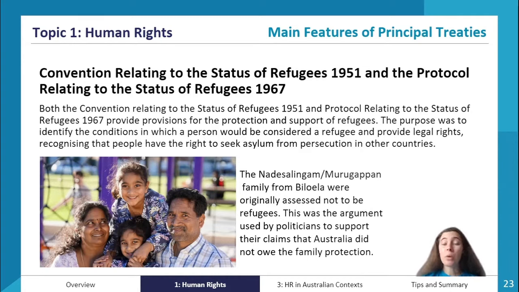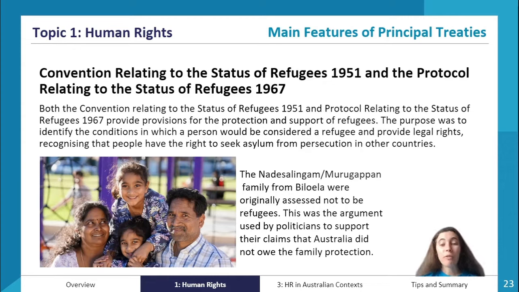The purpose was to identify the conditions in which a person would be considered a refugee. So what is the definition of a refugee? And then providing legal rights, recognizing that people have the right to seek asylum from persecution in other countries. So here, through these treaties, we understand what a refugee is and what their rights are.